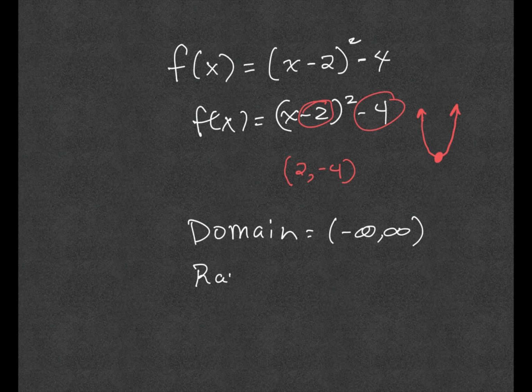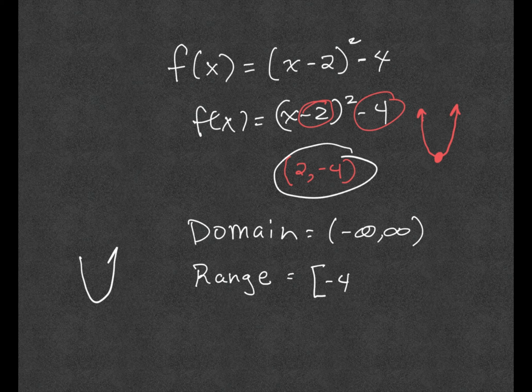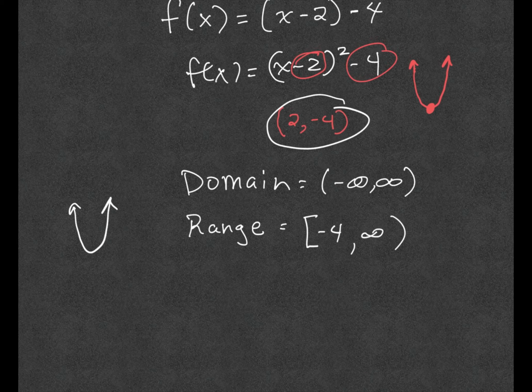But the range, what's the range going to be? Well, let's think about this. Now, that vertex is 2, -4. So the smallest y value is going to be -4. It can equal -4, so there's a bracket. And how far can it go? Up to infinity, right? It's a parabola pointed up, so the y values are going to increase to infinity. And there's our domain and range.